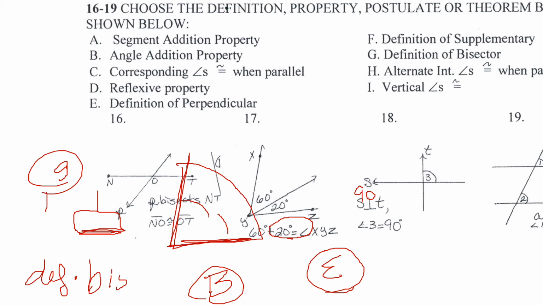And then finally, we got one of our parallel things. If you did these on the top, this shouldn't be any big deal. Angle 1 and angle 2. What type of angles are they? Corresponding angles. So that's answer C.